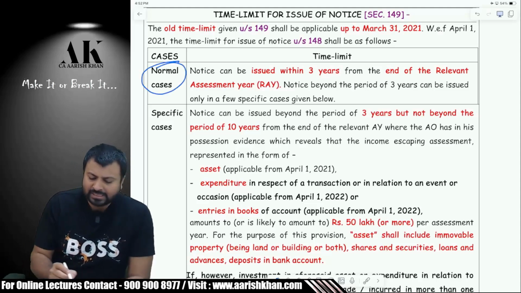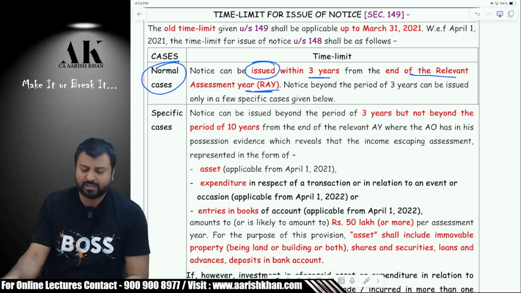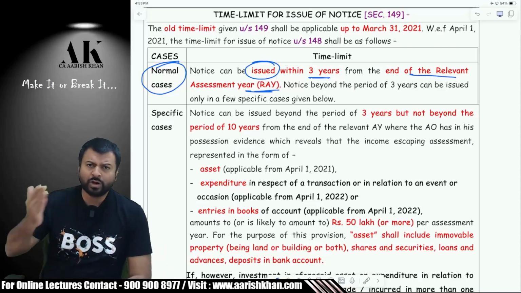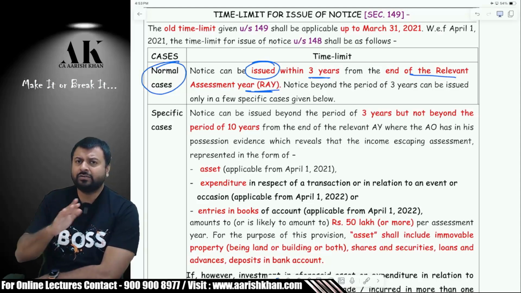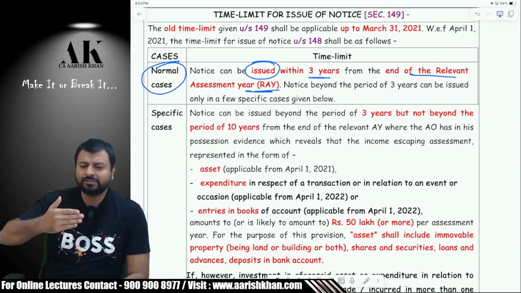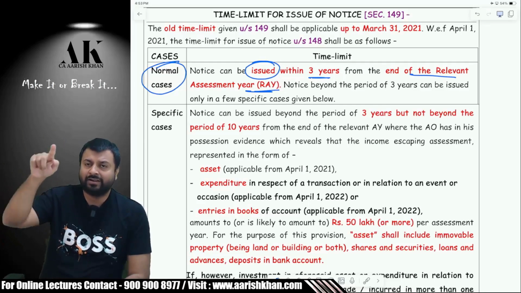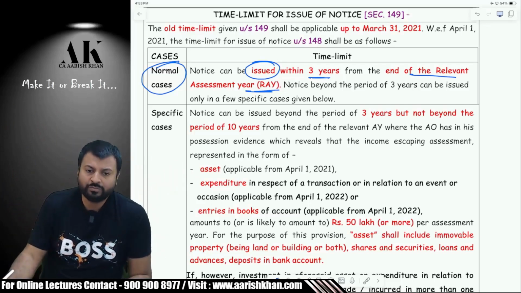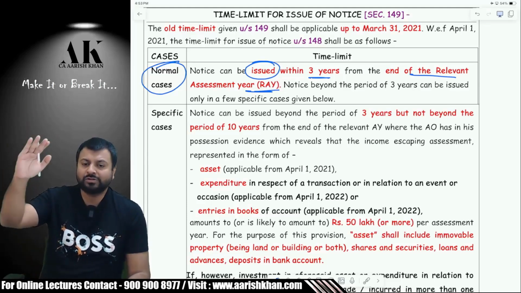In normal cases, the department will issue you notice. The department will send you notice within 3 years from the end of the relevant assessment year. Okay. So how will it be computed? That is for previous year 23-24. What is the time limit? For previous year 23-24, ignore that. Take assessment year 24-25. So within 3 years from the end of 24-25, that is till 31st March 2028, the department should issue you the notice. Issue means the department should send you the notice. You may receive the notice after 3 years, but the department should send the notice within 3 years.